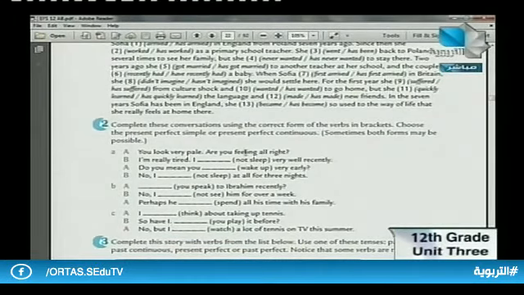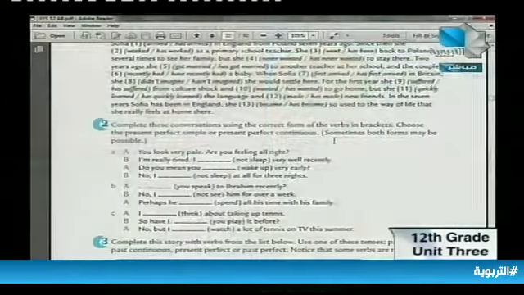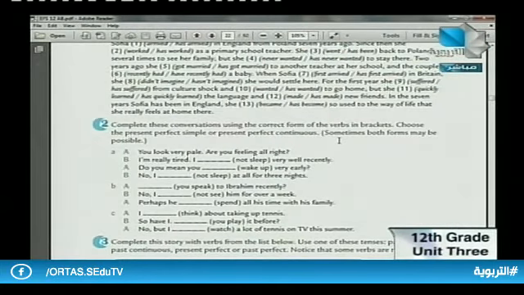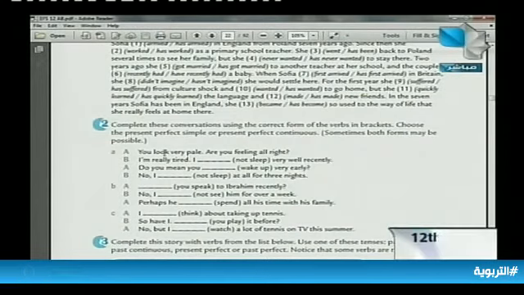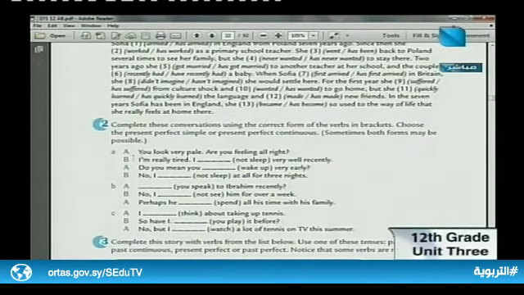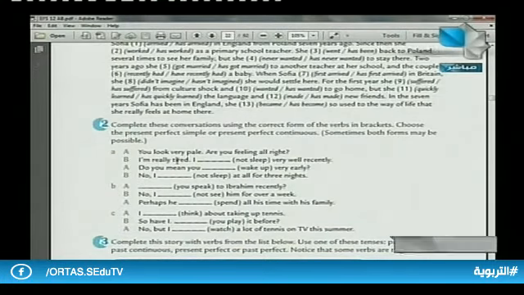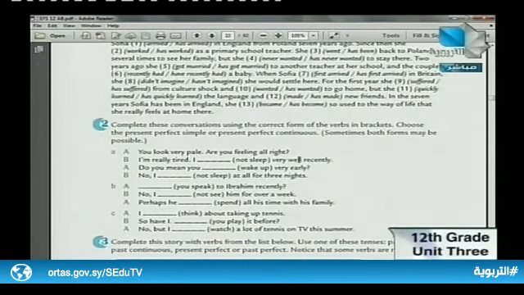Again, we have a similar exercise, number 2. Complete these conversations using the correct form of the verbs in brackets. Choose the present perfect simple or the present perfect continuous. Sometimes, again, both forms may be possible. The first dialogue: You look very pale. Are you feeling all right? I'm really tired. I haven't been sleeping very well recently. We have "recently". Do you mean you have been waking up very early?